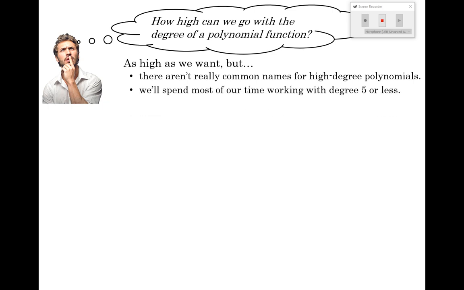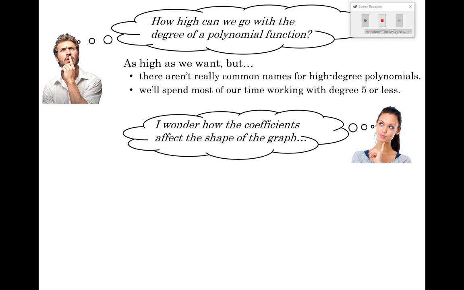Those ones we just did, the cubic, quartic, quintic, they have fancy names. After that, we just start calling them degree 42 or degree 18, whatever they are. But we'll spend most of our time with degree 5 or less. We won't get too carried away here as far as the degrees. Like I say, once we can do 5, we'll be in great shape to do any degree.